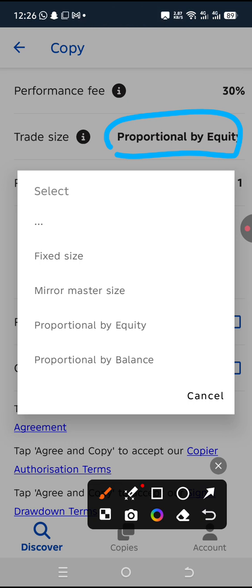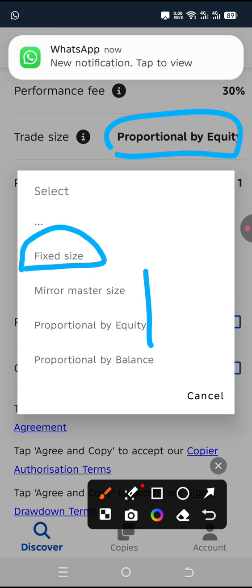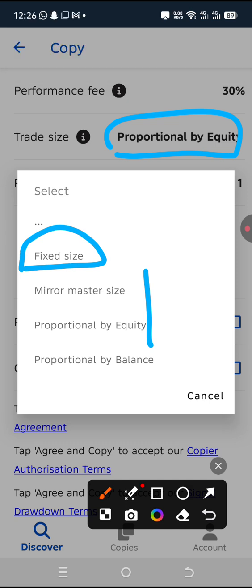So those are the things you need to note when you are copying someone. But when somebody is just having one trade, that means one pair being traded, then you can choose fixed size, if and only if you know how to calculate the lot size for that trader. So that's that. Proportion to equity is what we'll be using.